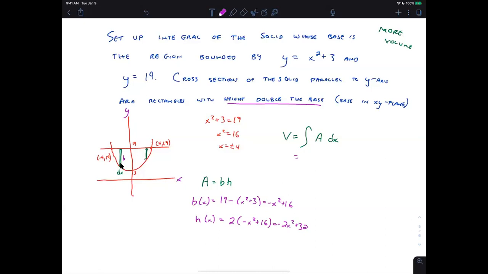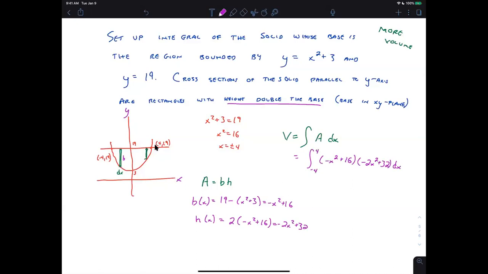So then, okay, the volume is the integral of the base times the height times dx. And now we want to add it up for all the x's in the region. Well, the x's go from -4 to +4. No pi or anything, no 2 pi, because we're not using that. We're using length times width.